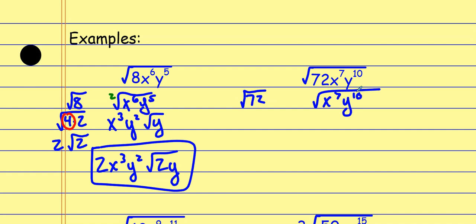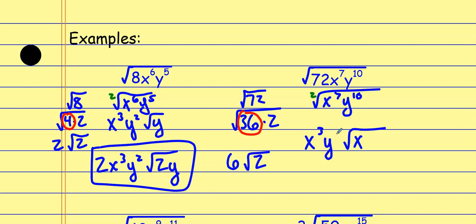So the 72, you either do your factor tree or look for perfect squares. I'm going to do the perfect squares. So that's 36 times 2. And now I just take the square root of each of these individually. The square root of 36 gives me a 6. The square root of 2 just gives me the square root of 2. And now over here, remember, I'm dividing the exponents by 2. 7 divided by 2 is a 3 with 1 left over. 10 divided by 2 is a 5, and that divided evenly, so I'm done.